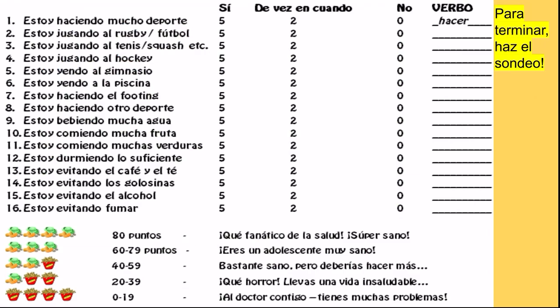Okay, so let's go through the verbs then. Hopefully you've worked out what your score is. Hopefully no one is... Al doctor contigo tienes muchos problemas. So hopefully no one's going to the doctor. But let's have a look at what the verbs are. So we've got haciendo, hacer. Jugando comes from the verb jugar. So that would be quite a few of them. Estoy yendo, so like going. So from the verb ir. We've also got bebiendo from the verb beber. Comiendo from the verb comer. Durmiendo from the verb dormir. Evitando, which is like avoiding from the verb evitar, and then that would be all of them.